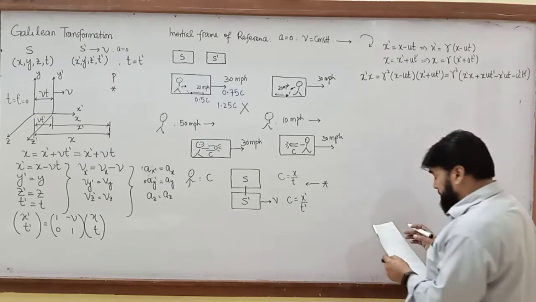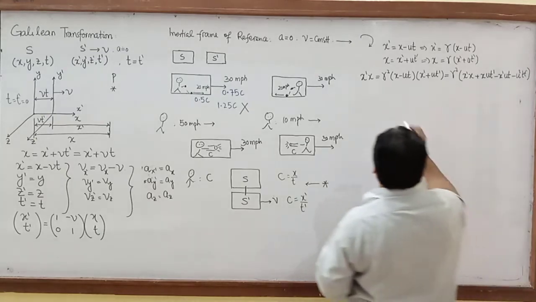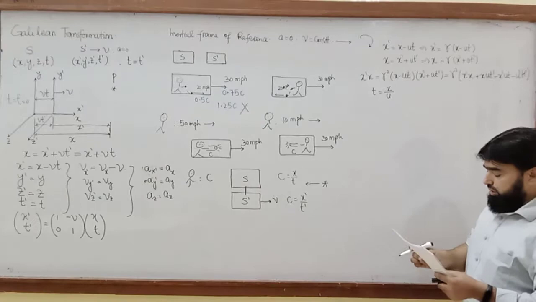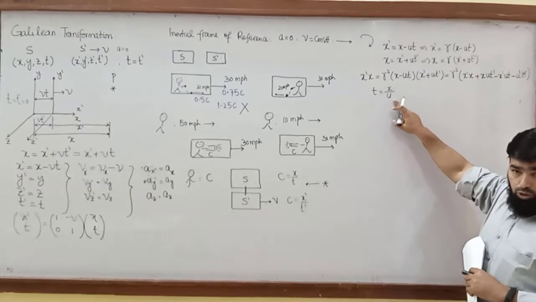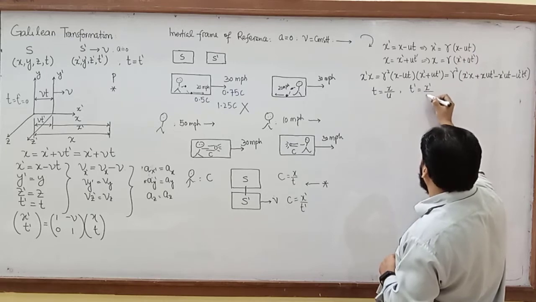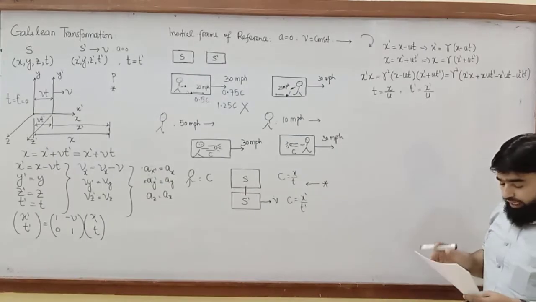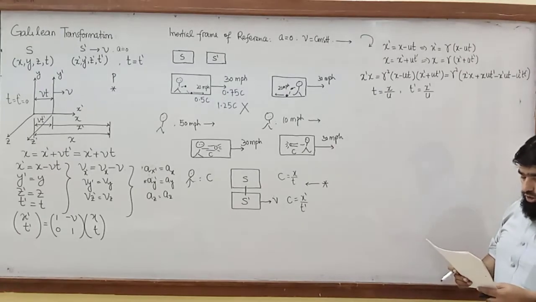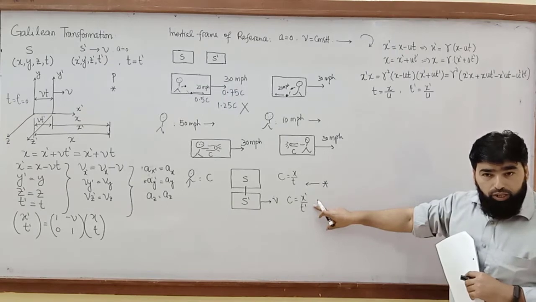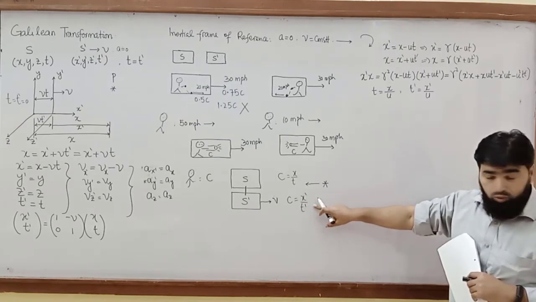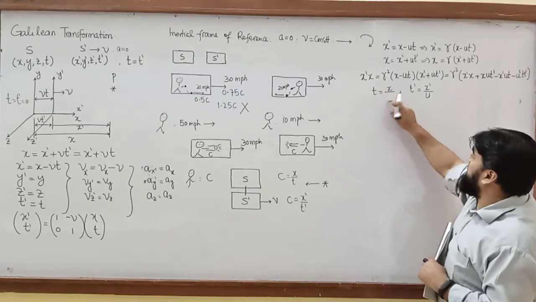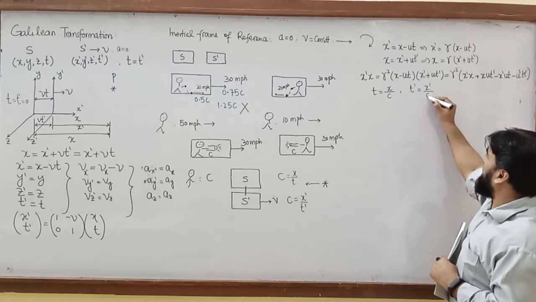And now here, just write the two variables that we have: t is equal to x over u, while what about t prime? t prime is x prime over u. And now I assume here what both of them were measuring. They were measuring the speed of light. So their measurements t and t prime are different. So I say that this is x over c and this is t prime, x prime over c.